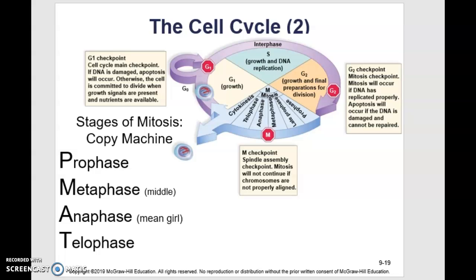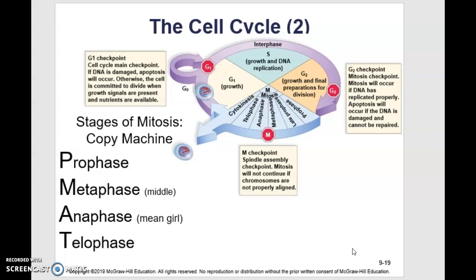Alright guys, we've been talking about the cell cycle, mostly focusing on interphase, and now I want to move on to the mitotic phase, which includes mitosis right here. So we were talking about all this up here, now we're going to look at the blue, mostly mitosis. We do need to remember the stages of mitosis, and remember that mitosis is a copy machine.